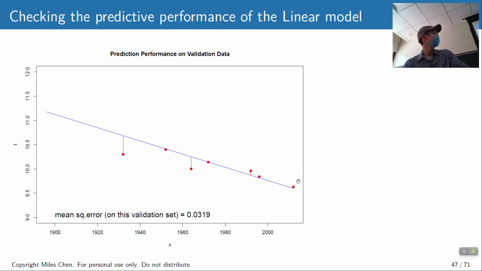And we go, oh, it did a pretty good job. Okay, I mean, there's some error here, there's some error here. And so we can say, all right, well, what's the mean squared error for this particular validation set? It turns out to be 0.0319. Okay, and we would have this kind of thing for set A, set B, set C, and set D. There would be 4 of these things calculated on whatever 7 points ended up in that data set.